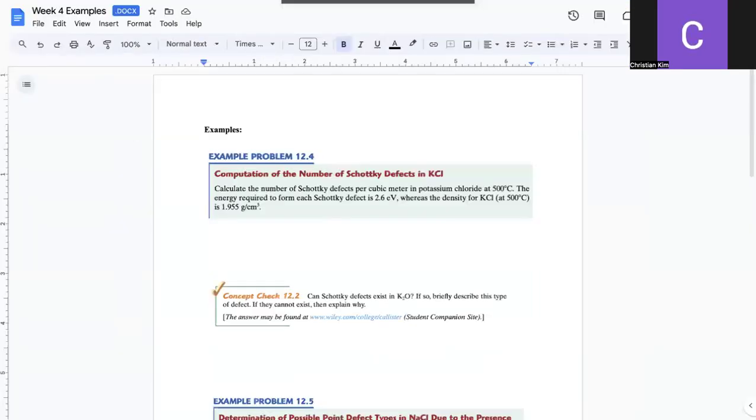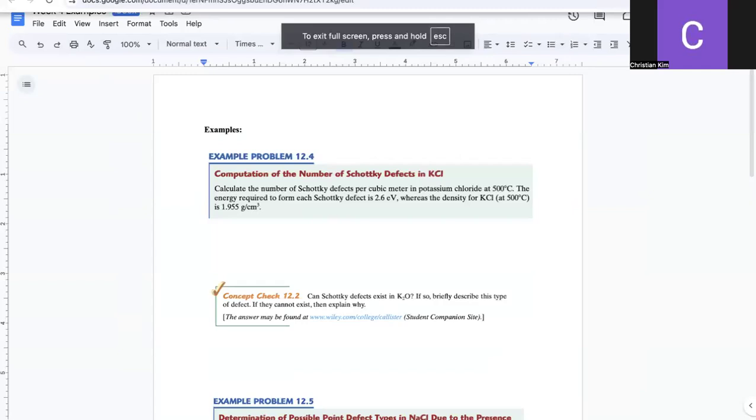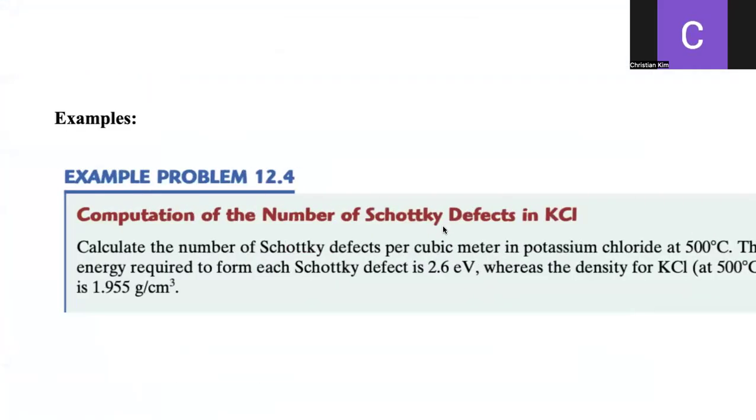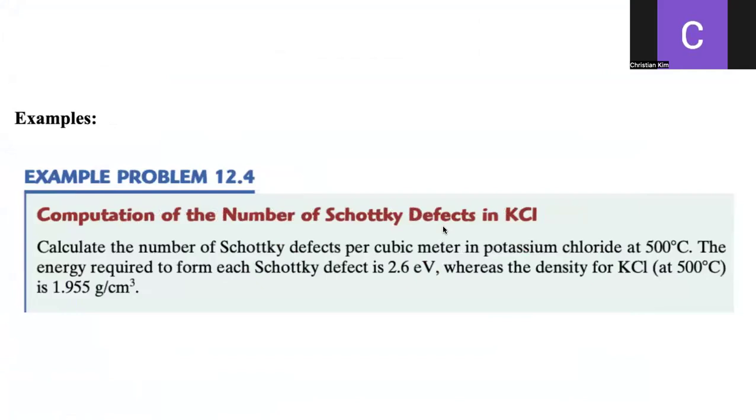Okay, let's do week 4 example problems. So the very first one is a computation of the number of Schottky defects. Remember, Schottky is when you have a vacancy of both the cation and the anion at the same time in KCl. Okay, so we're given this information.